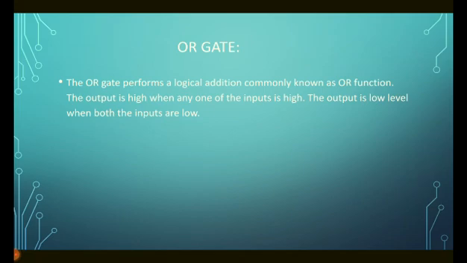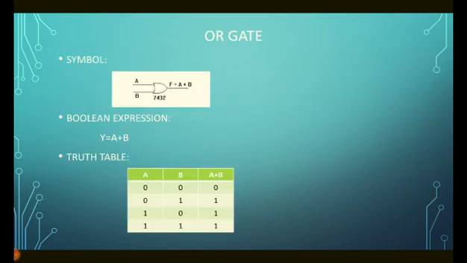Next is the OR gate. The OR gate performs a logical addition, commonly known as the OR function. The output is high when any one of the inputs is high. The output is low when both the inputs are low. This is the symbol for the OR gate. The Boolean expression is Y equals A plus B.